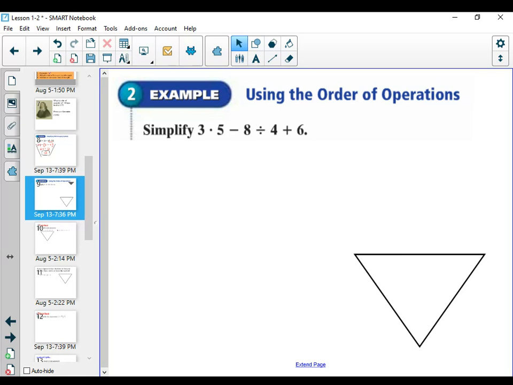So I think it's like a checklist in my head. Do I have parentheses? Nope, skip it. Do I have exponents? Nope, skip it. Multiply and divide? Yes, from left to right. Some people like to underline where they're starting. It's not a requirement, but it is helpful for me to show you where I am starting.